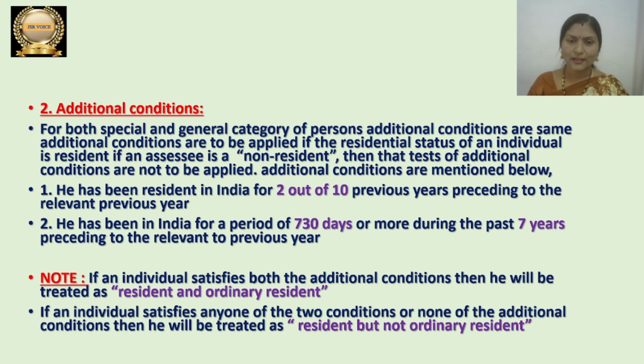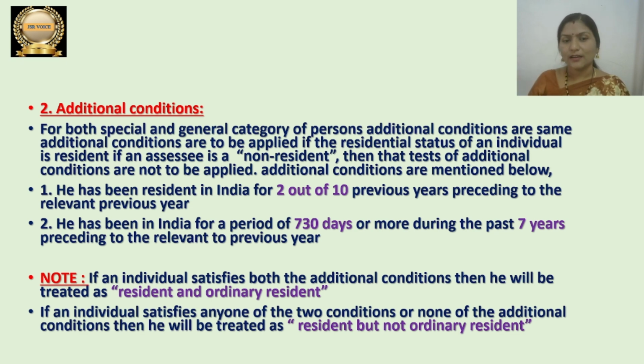Let me discuss. Here, first you can see in the middle of that paragraph. I will read it first so that you will understand in a better way. For both special and general category of persons, additional conditions are the same. Additional conditions are to be applied if the residential status of an individual is resident. So this will be applied only if he is resident. If he is non-resident, there is no need to apply all this.